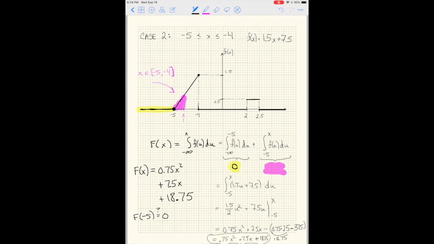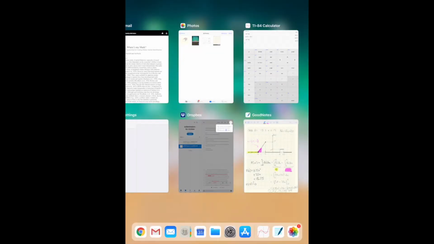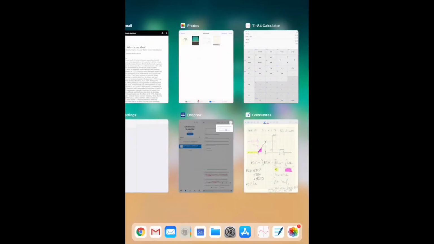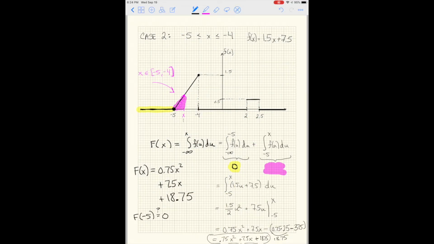So we can just type that in then. If I go back to a little calculator and ask, what's 0.75 times 25? I get 18.75, which we know is going to come back here. Now I just have to do what's 7.5 times negative 5. If I go back here and do 7.5 times negative 5, then I get minus 37.5. And so it works out.